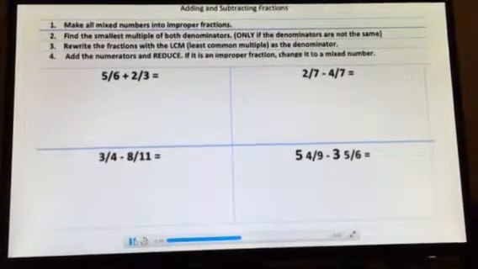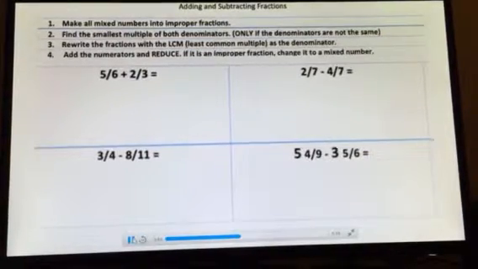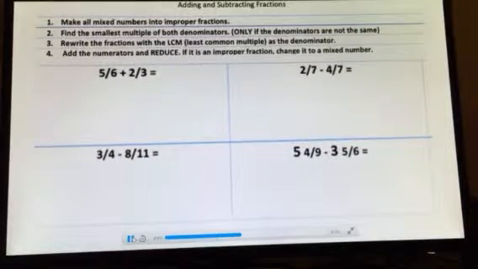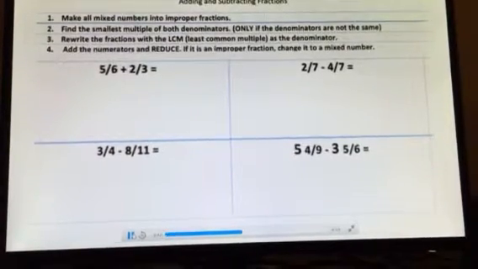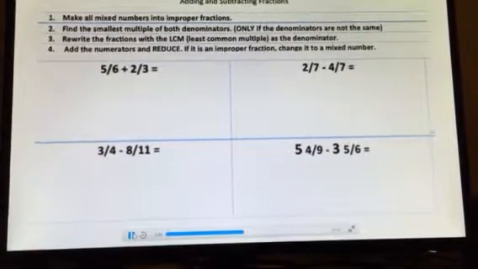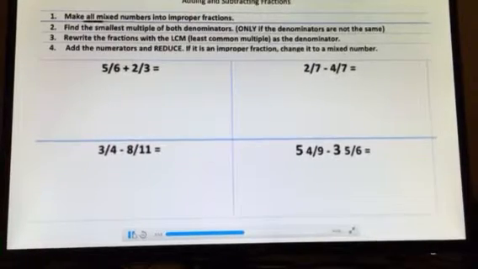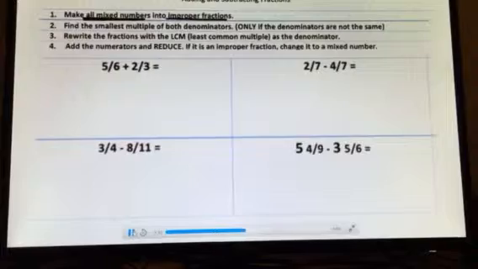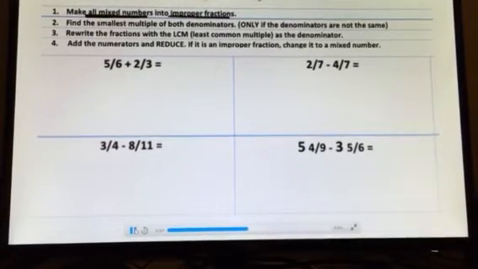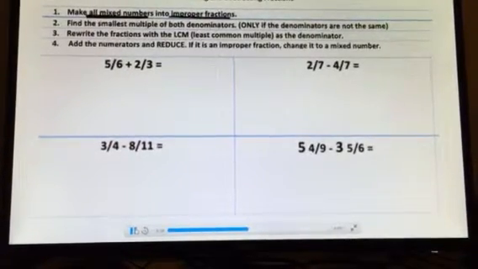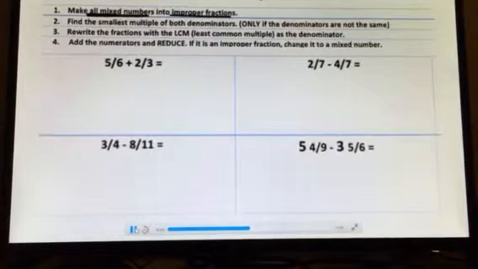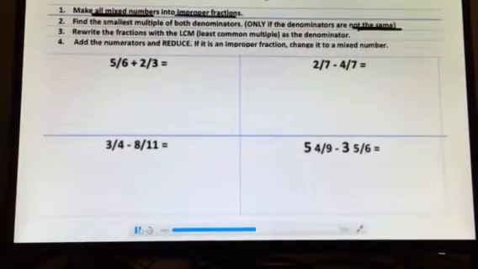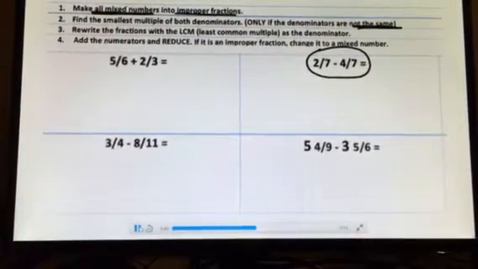Now we're going to quickly go over adding and subtracting fractions. I made sure to include this list that lets us kind of explain what to do in case you need to check back. So step 1, make sure all mixed numbers are turned into improper fractions. It's just a little easier. Then you find the smallest multiple of both denominators, and that's only if the denominators are not the same. It's very easy if our denominators are the same in this problem, which we'll do in just a second.